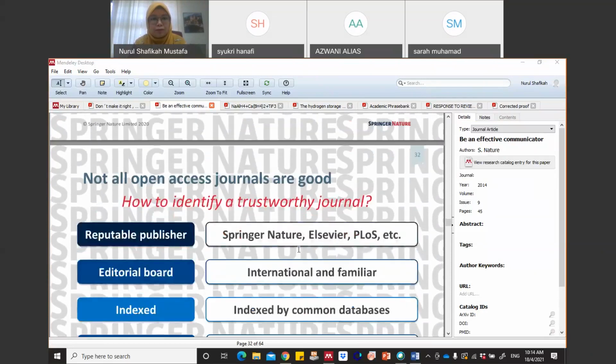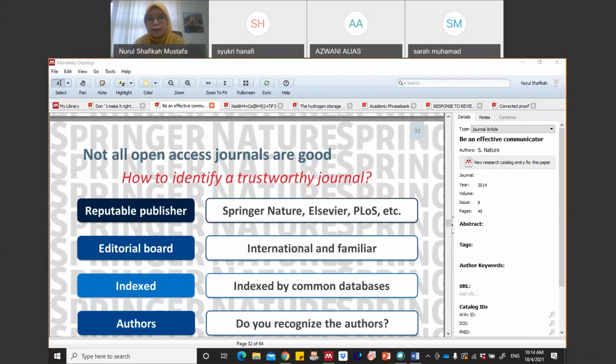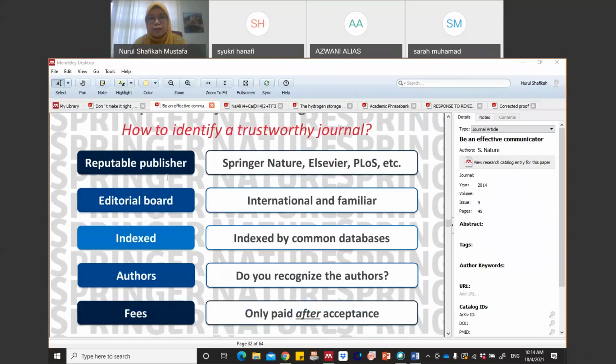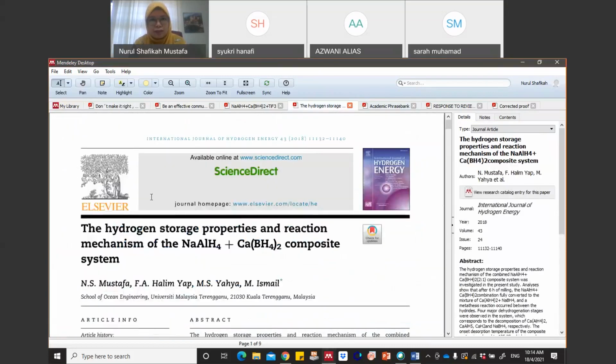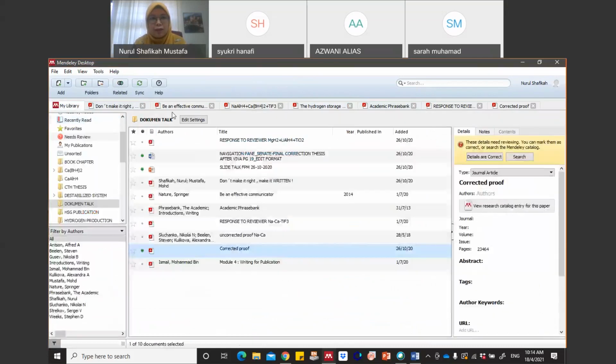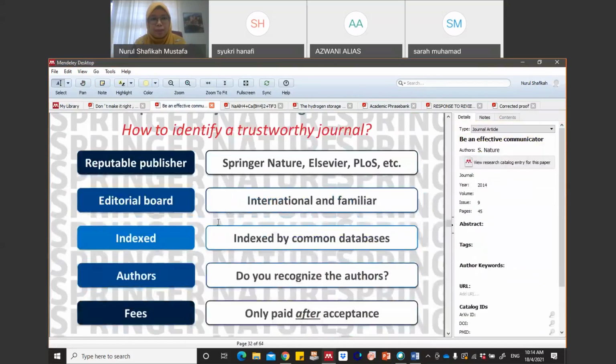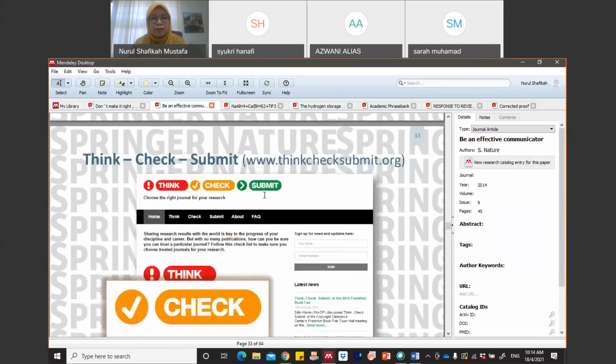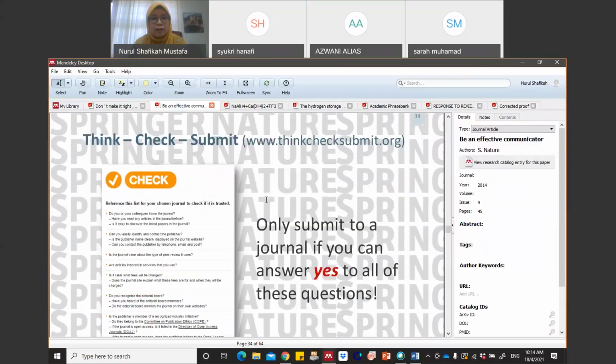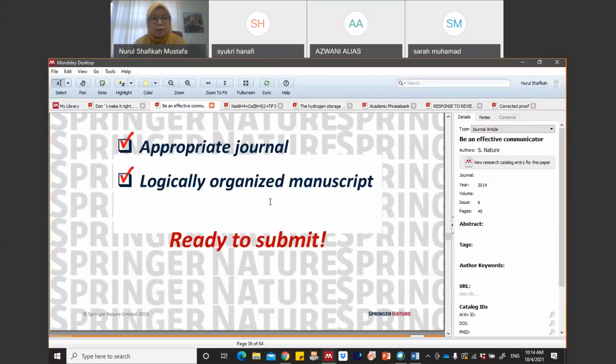Okay. How to identify a trustworthy journal? So first, you must have a reputable publisher. For example, Elsevier, Springer Nature. I always use Elsevier, Springer Nature. There are many publishers. So you need to do some research before you submit. Okay. This is how to identify a trustworthy journal. Okay, I don't want to explain more.